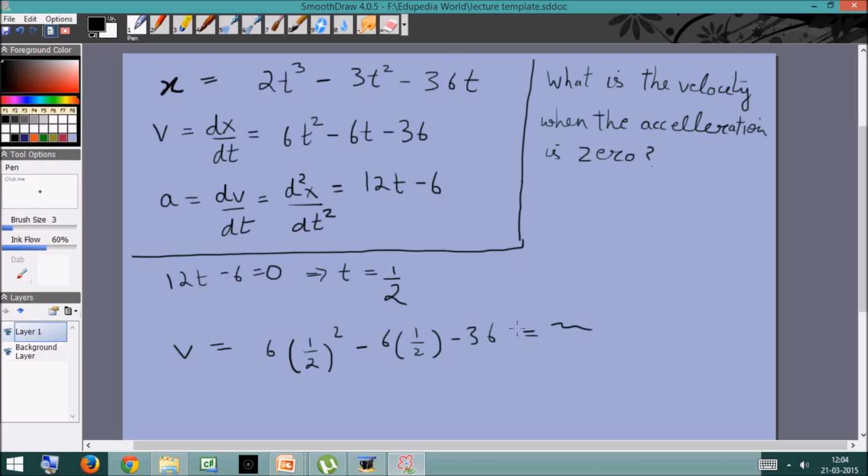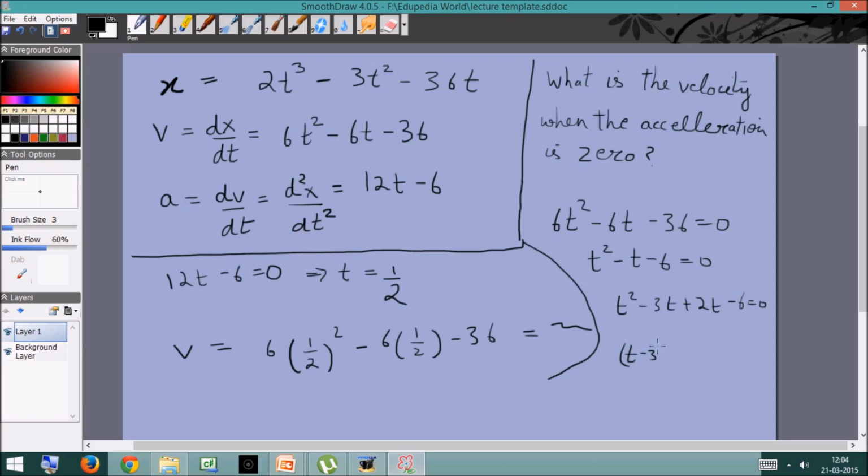If we wanted to find out when the particle was at rest, that simply translates to when the velocity of the particle is 0. So in that case, all we would need to do is 6t square minus 6t minus 36 equals 0, or if you take 6 common, t square minus t minus 6 equals 0, or t square minus 3t plus 2t minus 6 equals 0, or t minus 3 times t plus 2 equals 0. Ignoring the negative root, we get t equal to 3 seconds. So at t equal to 3 seconds, the particle is at rest.